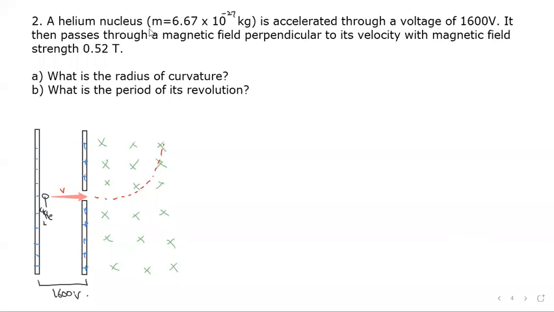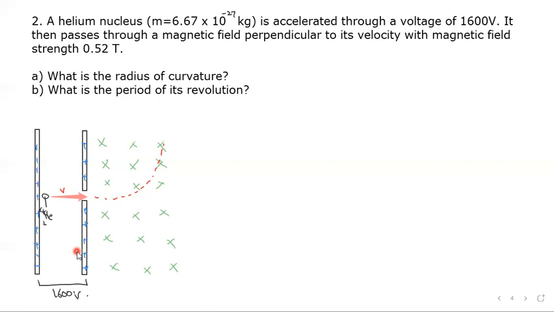Now let's take a look at this question. In this particular question, we now still have a charged particle. This charged particle is now a helium nucleus, and the mass is given to us. And we accelerate it firstly through an electric field across a voltage of 1,600 volts. So here's our diagram. You've got electric field plates. It is drawn the wrong way around, actually. So just ignore the fact that these should be positive on the left.